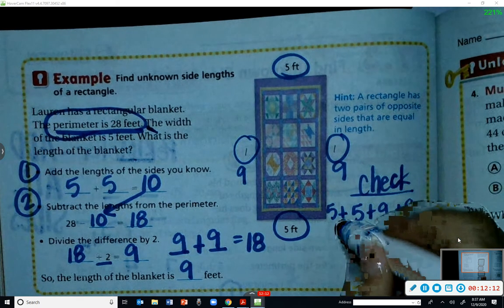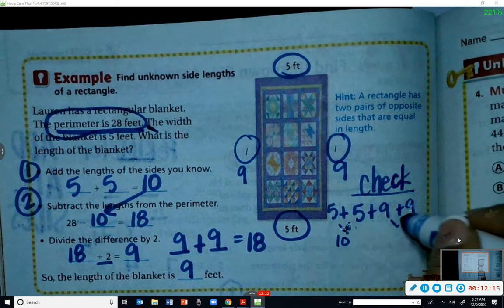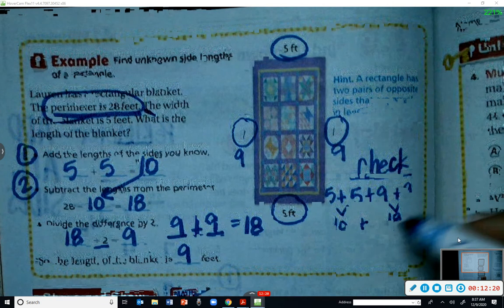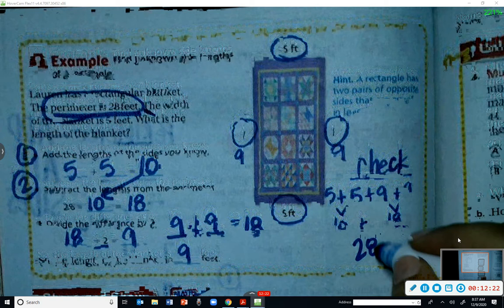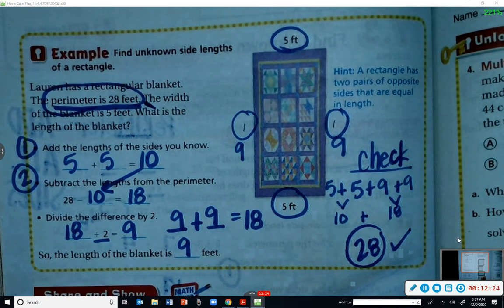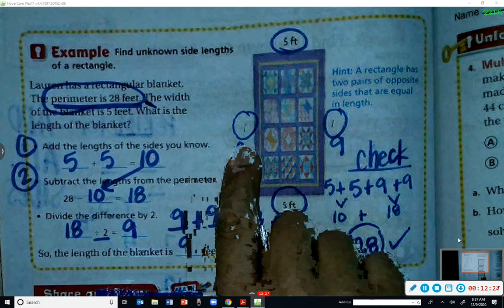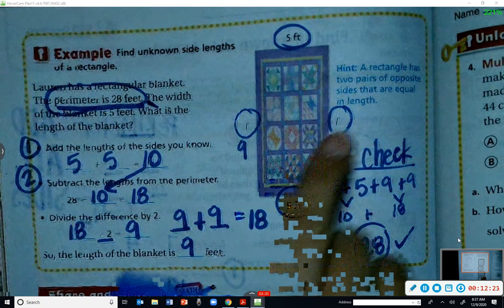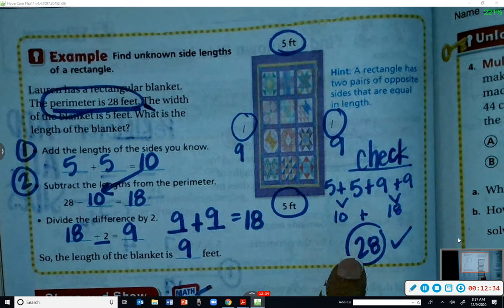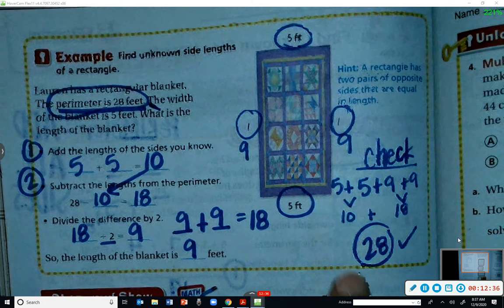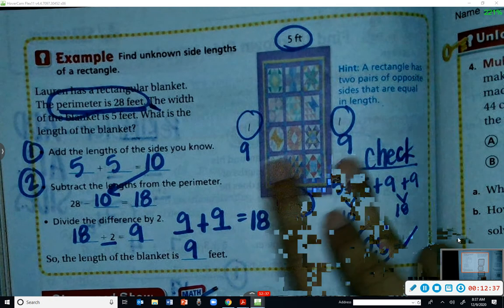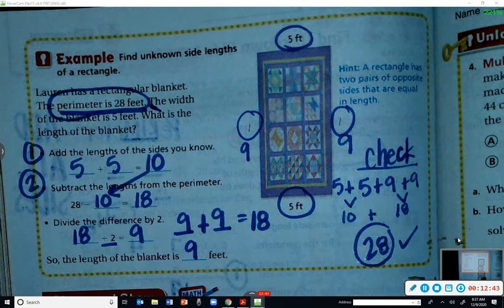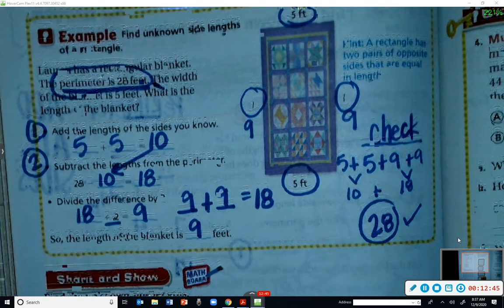Okay? 5 plus 5 is 10. 9 plus 9 is 18. And 10 plus 18 is 28. So if I had just left this as 18 and put 18 here and 18 here, would that have been correct? No, it would have been way bigger than 28. So make sure whatever numbers you get, they all have to add up to the perimeter they gave you.